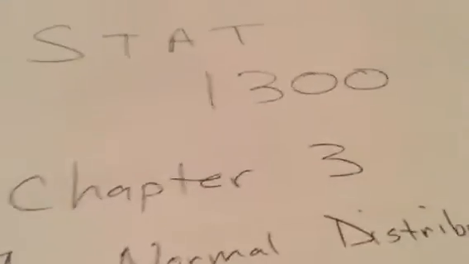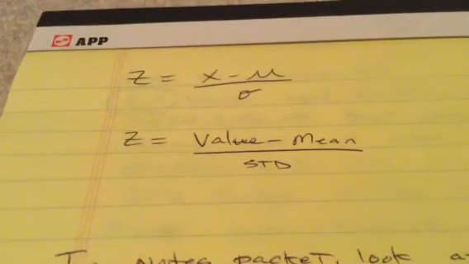All right, Stat 1300, Chapter 3, the normal distribution. I'm going to hand out your homework packet on Friday and give you some sweet examples there. So have this out. Everybody, please make sure you write this at the top of your notes. Your z-score is equal to x minus mu over the standard deviation, where x is always the value you're looking at, minus the mean, over the standard deviation.